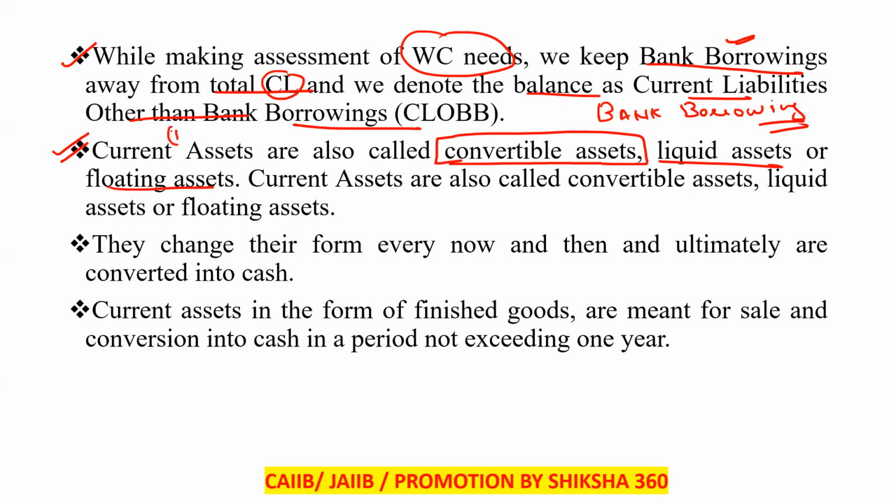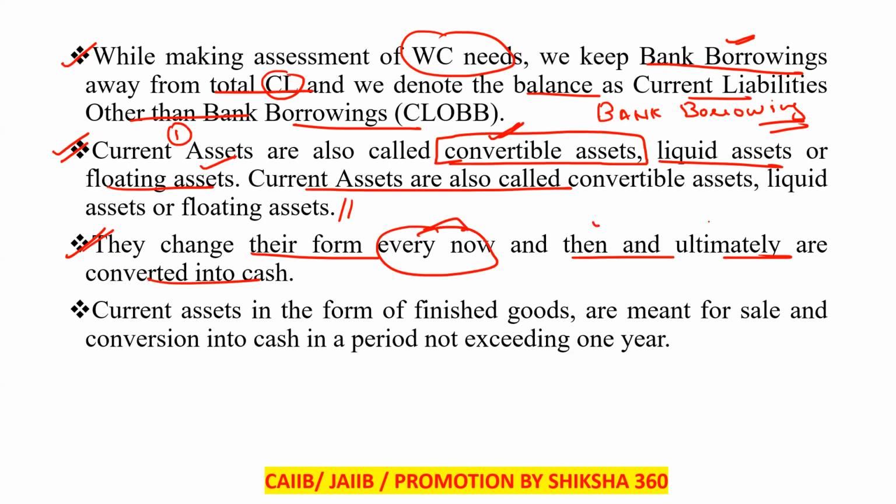So what are current assets? Current assets are also called convertible assets, liquid assets, or floating assets. So they change their form every now and then, and ultimately are converted into cash, clear?